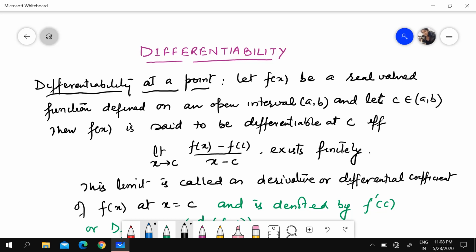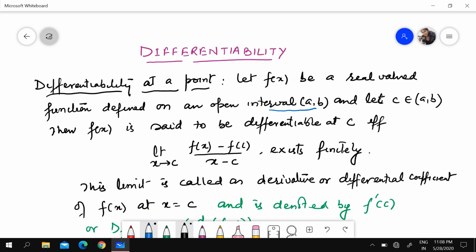Friends, today in this video we are going to discuss the differentiability of a function at a point. For this, let f be a real valued function defined on an open interval (a, b). Let c be any point in between a and b. That means a is less than c is less than b.